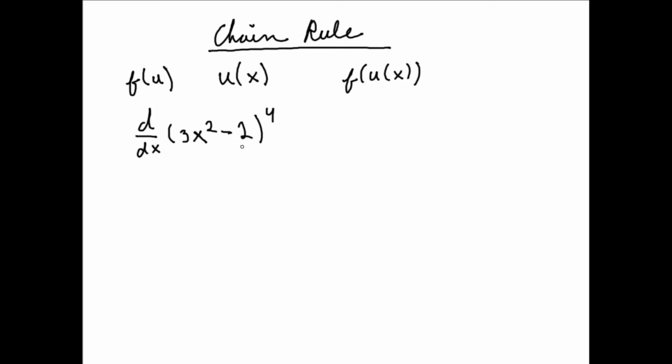So here, this is one function, but we could actually rewrite it as two functions. In this case, our f of u could be looked at as this: f of u is equal to u to the fourth. And our u of x is basically what's on the inside. So our u of x is a function of x, and that's just 3x squared minus 2. And these have a name. So the f of u is the outside function, and our u of x is the inside function.